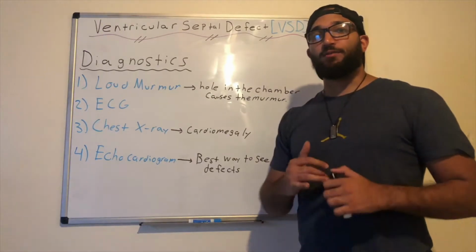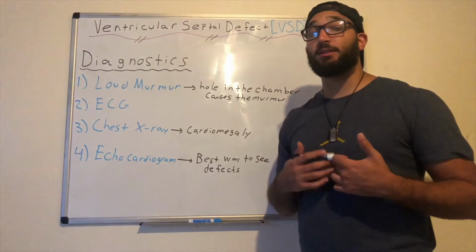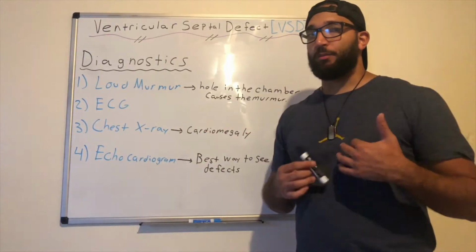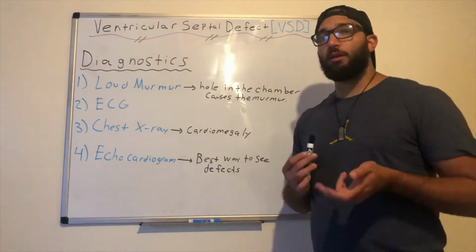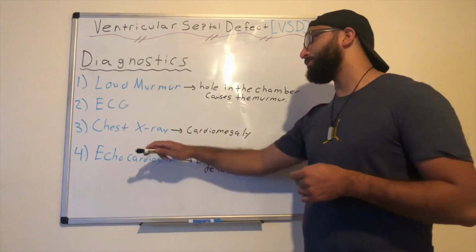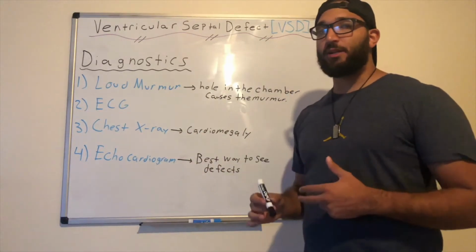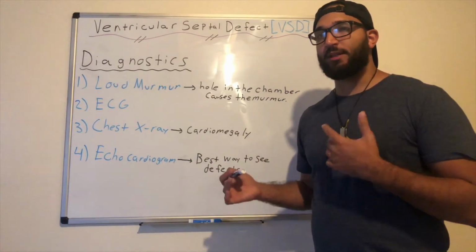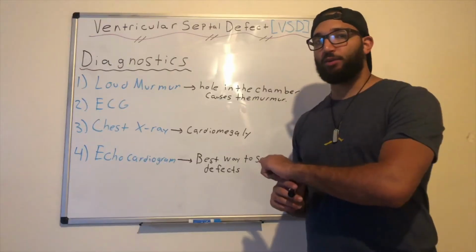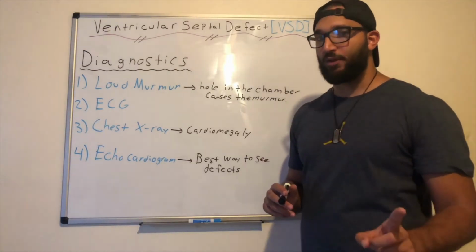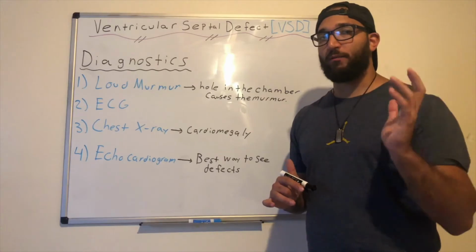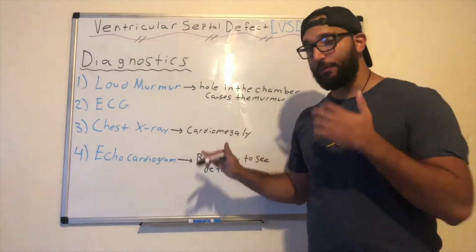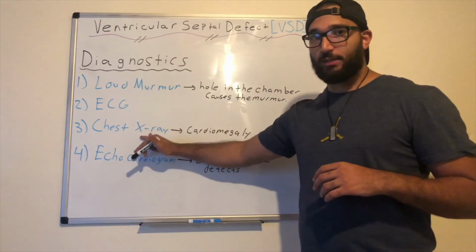Another way to diagnose VSD is with an ECG. So by placing some leads on the infant, you will detect whether or not the rhythm is normal. Another way to diagnose VSD is using a chest x-ray. A chest x-ray is going to detect cardiomegaly. So as I explained, since this is a left to right shunt, the left ventricle is pushing blood to the right ventricle. Now that right ventricular muscle is going to become hypertrophied, leading to cardiomegaly. You will be able to detect that with a chest x-ray.